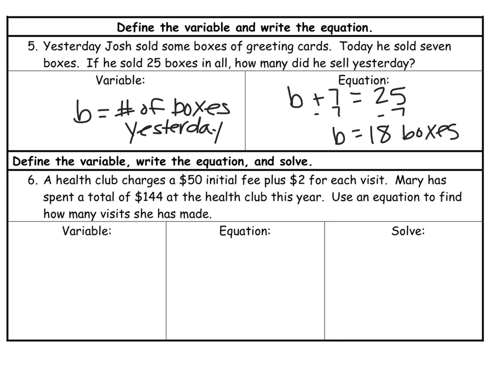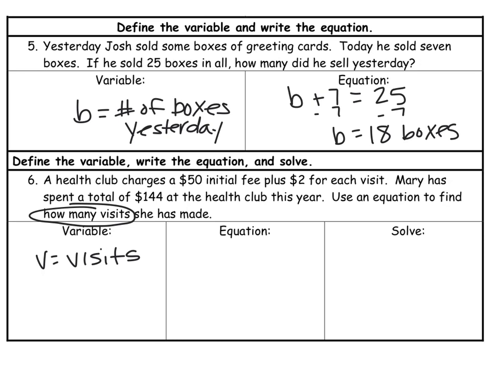In the next example, it says a health club charges a $50 initial fee plus $2 for each visit. Mary has spent a total of $144 on the health club this year. Use an equation to find how many visits she has made. So we're missing how many visits. We can use any variable. I'm just going to use V for number of visits.